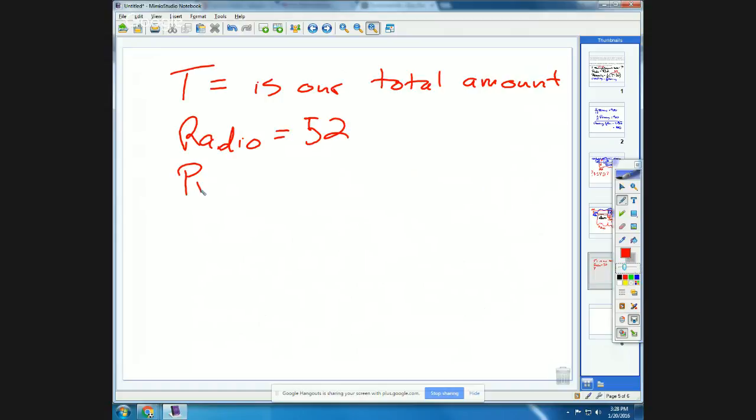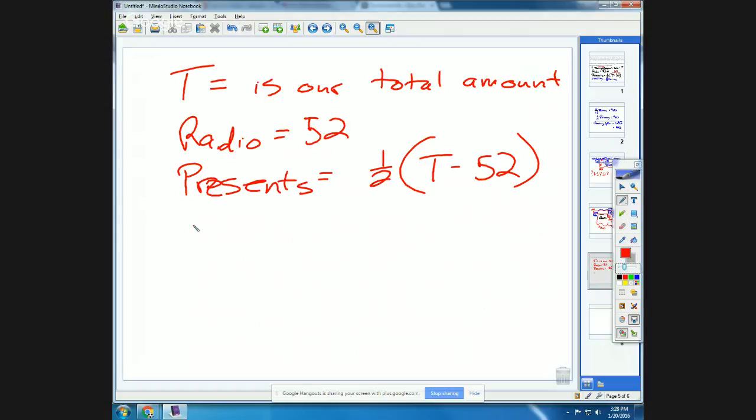Next thing that came up was presents. And we were told that half of what was left was spent on presents. Okay, well, how do I find what was left? Well, what was left had to be the total minus 52. Once I find that, then I can find half of it. So order of operations is pretty important there. So I've just gotten rid of 2 sets of money, right?